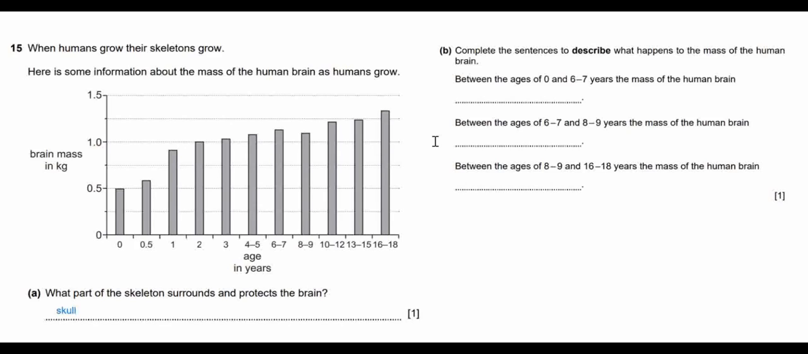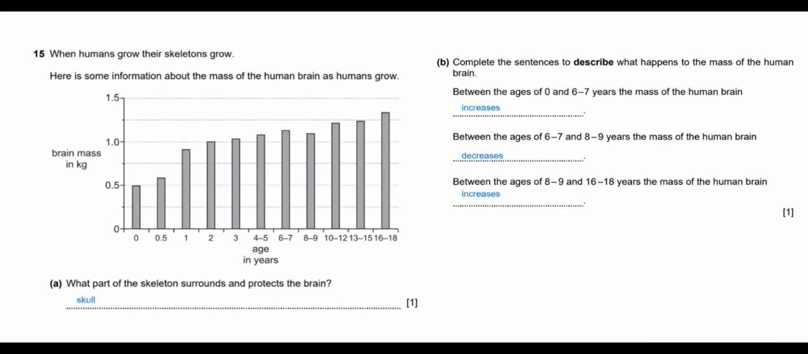Okay, let's open up the answer. Okay, so between 0 to 6 to 7, it increases, as we see from here, it's increasing this way. Between 6 to 7 and 8 to 9, this one is declining, going down, so it decreases.